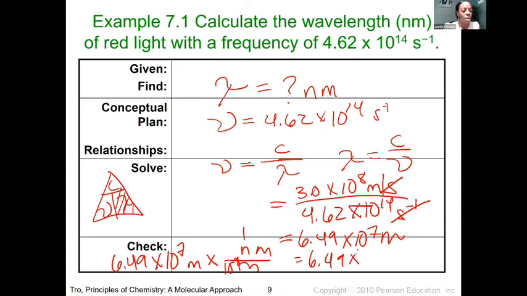6.49 times 10, and sorry, this is to the negative 7 here. Negative 7 here as well. 6.49 times 10 to the 2 would be your final answer. So let's move on to the next problem.